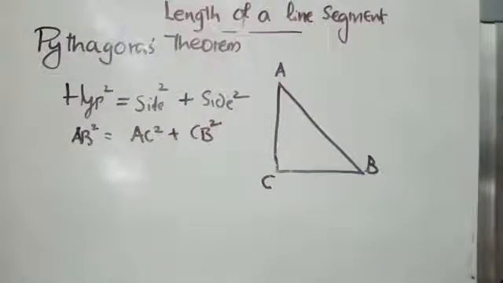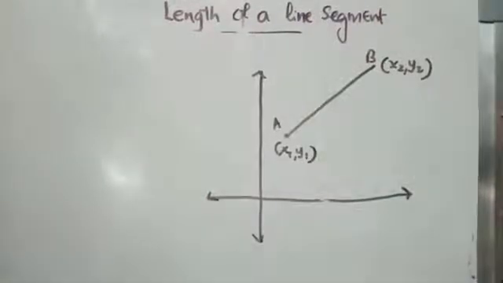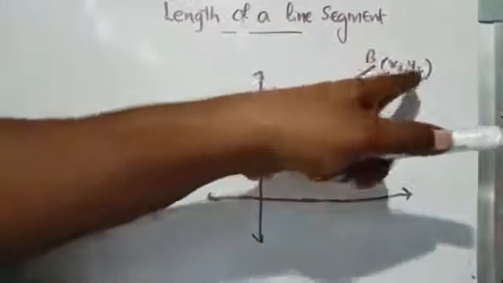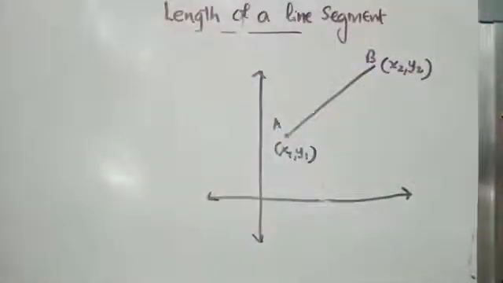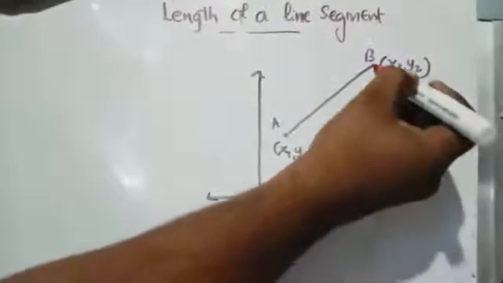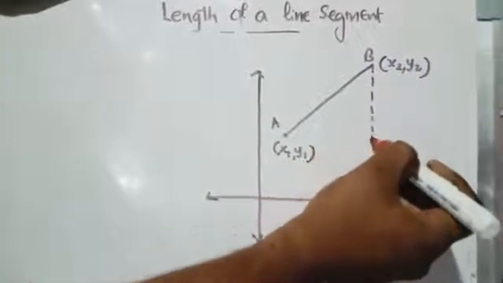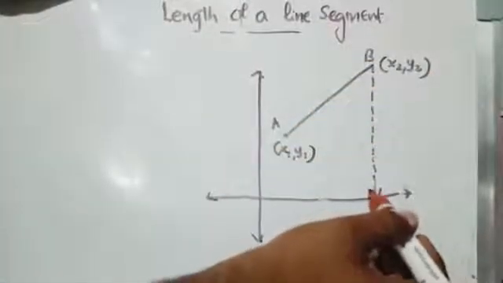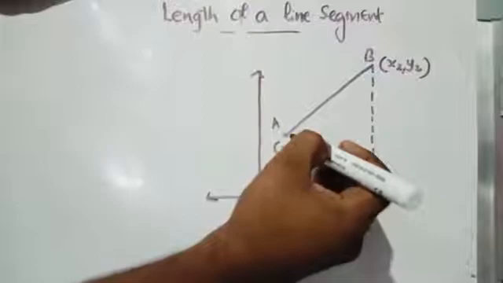Now you may wonder how Pythagoras theorem is applicable to find the length of a line segment. Let's see. So here we have a line segment AB with ends A (x1, y1) and B (x2, y2). Now to find the length of this line segment, we complete a figure here. Let's do a few more constructions. From B, draw a perpendicular line, a vertical line, which is perpendicular to the x-axis. And from A, draw a horizontal line.